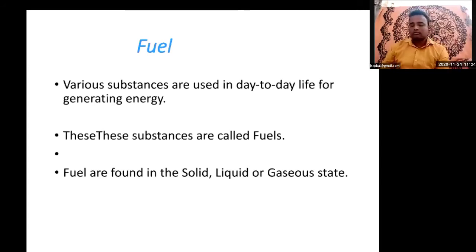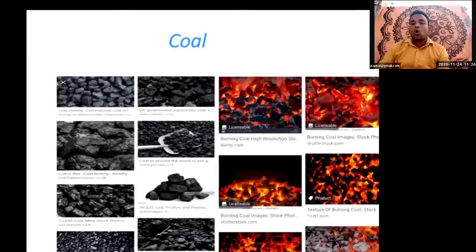Okay, next. Now the next example is coal. On the screen you can see there are two pictures. In the first picture you can see black stones. What is this black stone? It is coal, which we get from mines. In the next picture you can see burning coal. Once you burn coal, you will get a large amount of energy. You can see here that we can get a high amount of energy from coal.